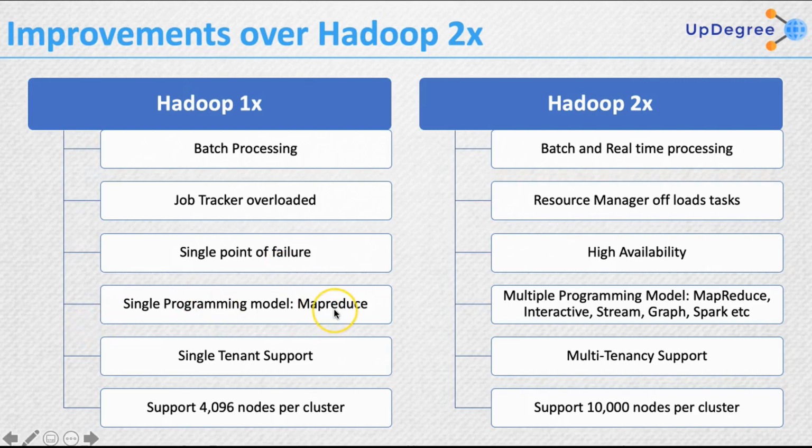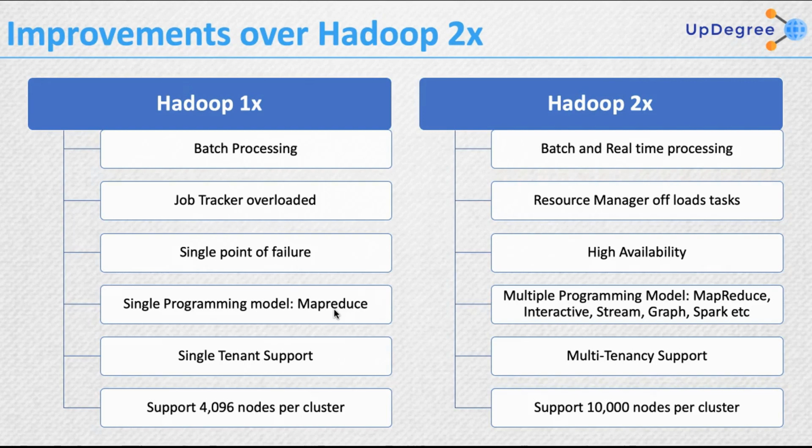Single programming model: MapReduce was the only one available in 1x. There is no other processing or programming model you can have on top of 1x, and that was one of the biggest drawbacks. With 2x, you can now have multiple programming models, like MapReduce, interactive, streaming, graph, Spark. Whatever kind of modeling you want, batch, real time, streaming, graph analytics, everything was possible with Hadoop 2x, even data science.